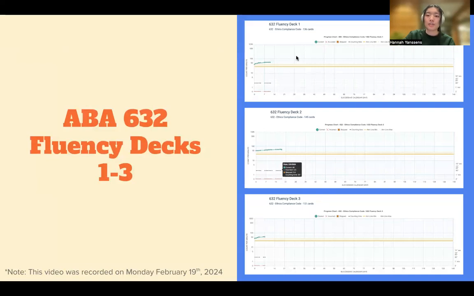And then looking at the fluency decks 1, 2, and 3, we can see at the bottom here where this red line is at, that there is a zero trend with low levels and no variability for the D-cell data.